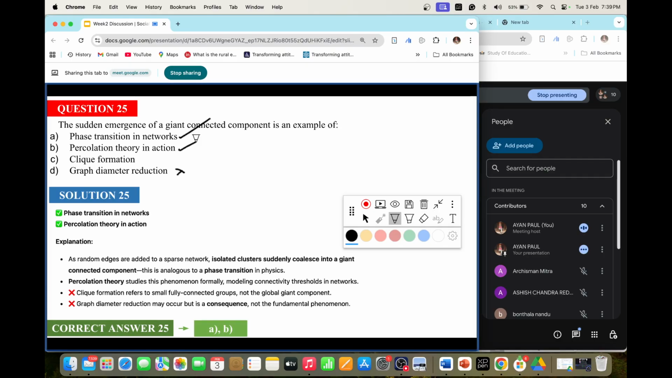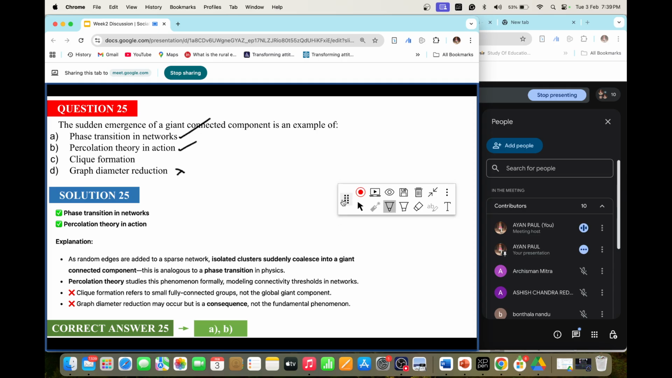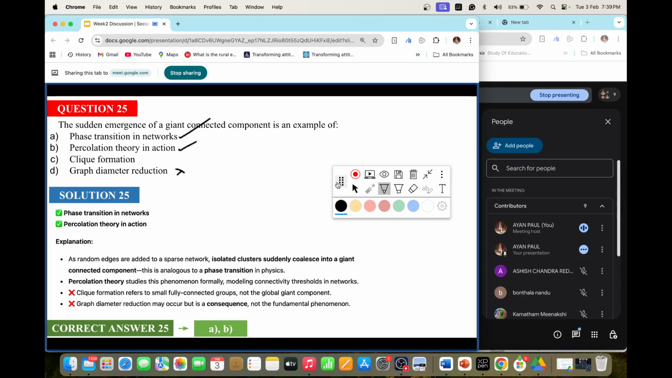As random edges are added to the sparse network, isolated clusters suddenly coalesce into a giant connected component. This is analogous to a phase transition in physics. Percolation theory studies this phenomenon formally, modeling connectivity thresholds in networks. Clique formations are small fully connected groups, small clusters, as I have told you, not the global giant component.